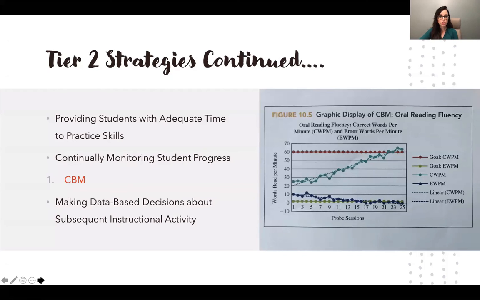Tier 2 strategy continued. So this looks familiar, right? Something else that we'd already learned. So first of all, for a Tier 2 strategy, provide students with adequate time to practice skills. You have to realize that if you teach someone how to add, that first day they might still not know how to do it. You need to give them time, multiple examples, multiple opportunities, and with practice and repetition and time, they're going to get it.